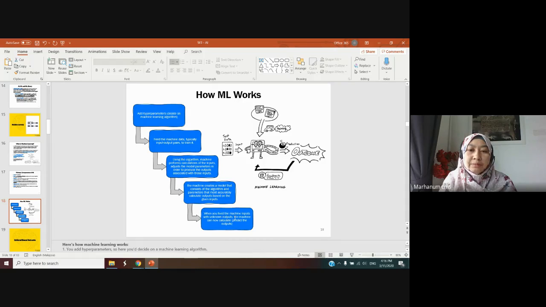When you feed the machine inputs with unknown outputs, the machine can now calculate and predict the output. The machine creates a model that consists of the algorithm and parameters that most accurately calculate output based on the given input.